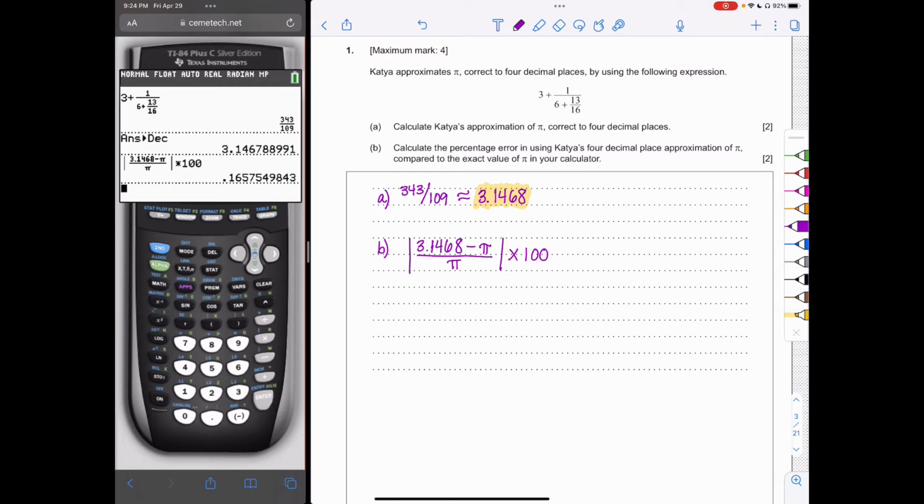And as you can see here, when I multiply by 100, I end up getting that my absolute value is going to be equal to, or my percentage error is going to be equal to 0.1658. Of course, we're going to put percent because it's in percentage form.